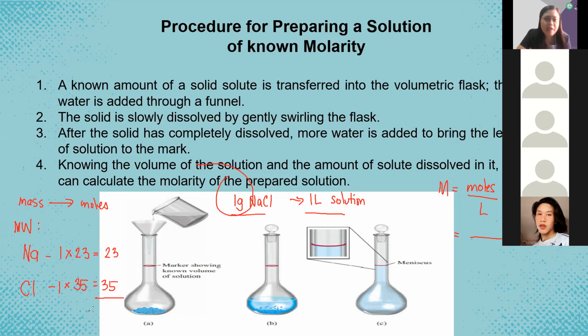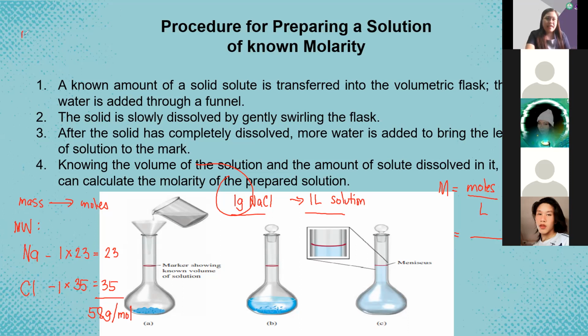And then to get the molecular weight, syempre i-add natin. Let's add 23 plus 35. This is 58. And what is again our unit for molecular weight? Grams per mole po. Okay, it's 58 grams per mole. So do not forget that. Ayan, so we have now the molecular weight. So we can now convert the mass into moles.